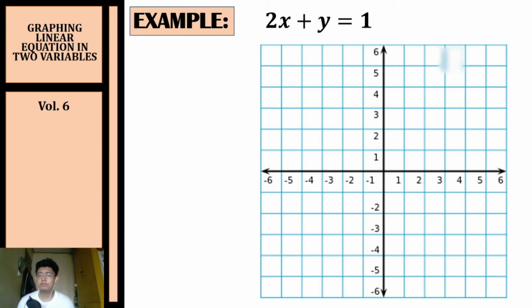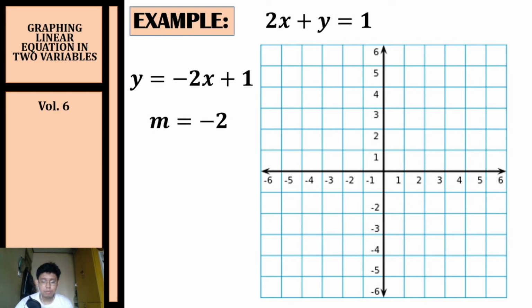For example, we're going to graph the equation 2x plus y is equal to 1. So first step is for us to rewrite this equation to slope-intercept form. So the slope-intercept form of this equation is y is equal to negative 2x plus 1. Then after that, we can now get our slope and our y-intercept. So our slope is negative 2. Now, since our slope is negative 2 and we don't have a denominator, we can rewrite this in fraction form. And the fraction form of our slope will be negative 2 over 1.